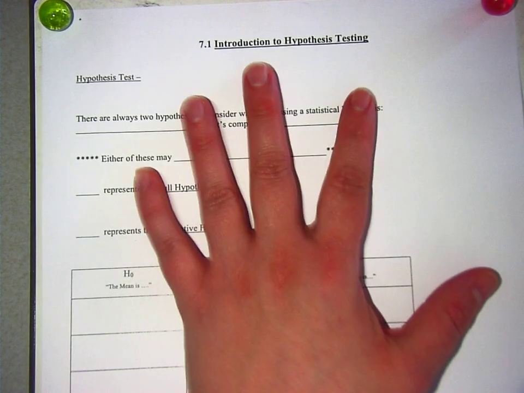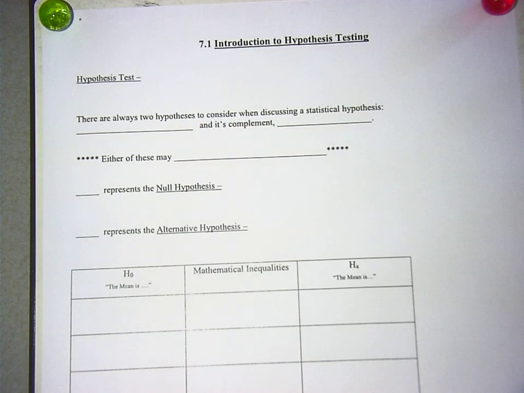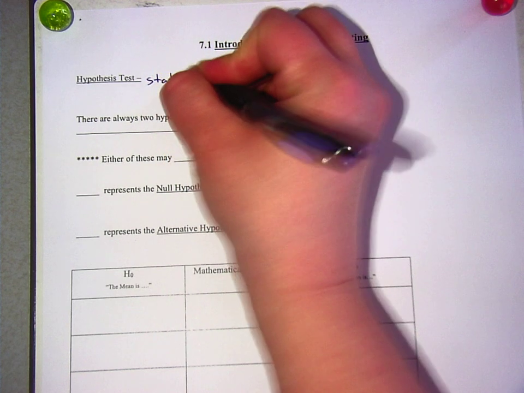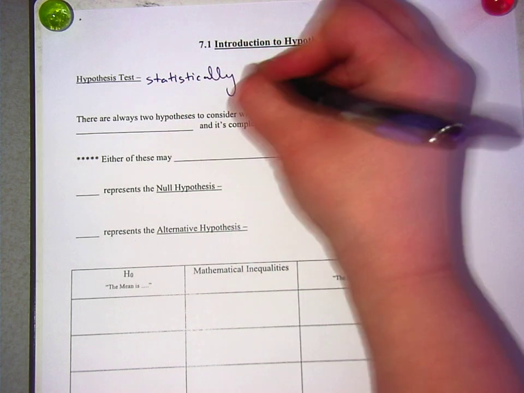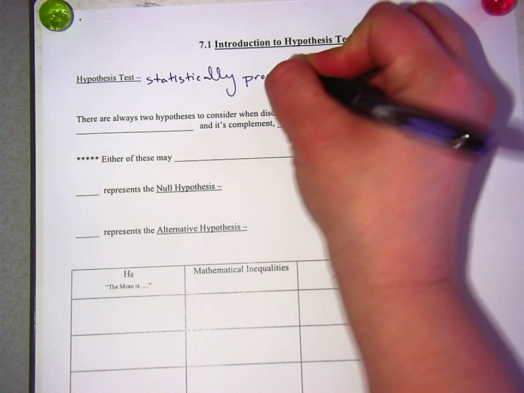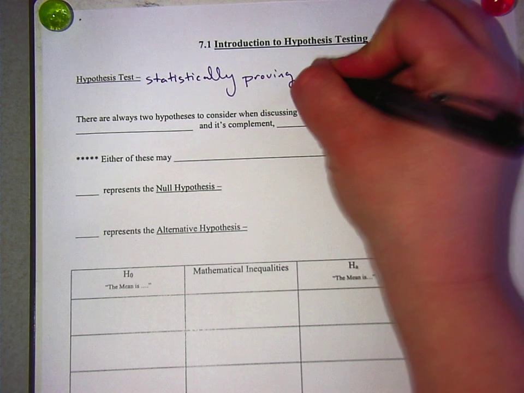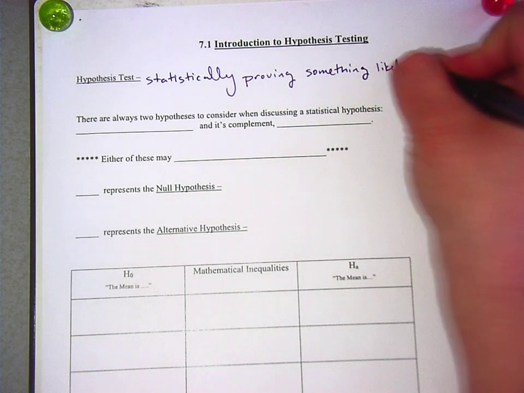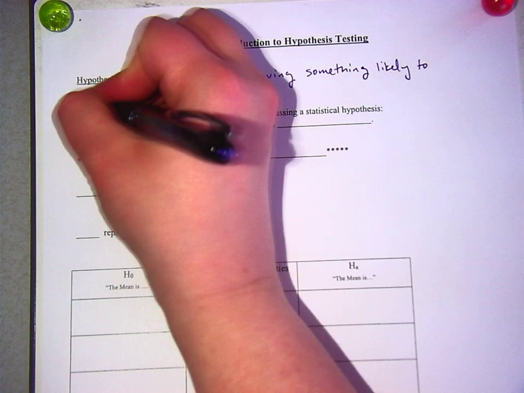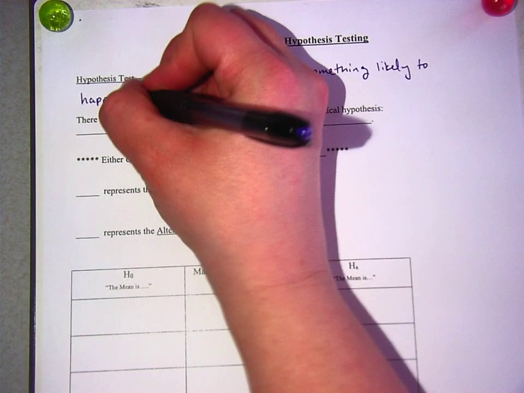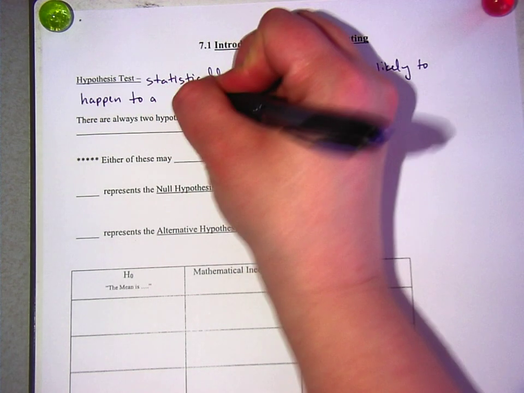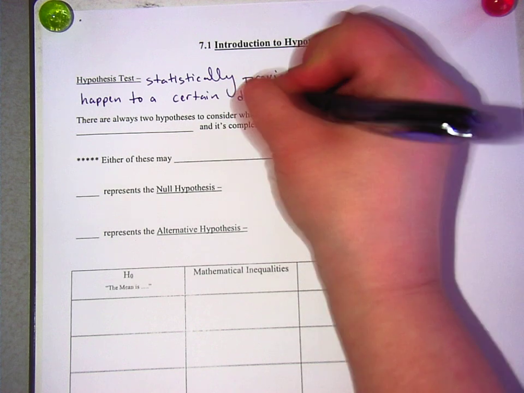So, a hypothesis test is statistically proving something likely to happen to a certain degree of confidence.